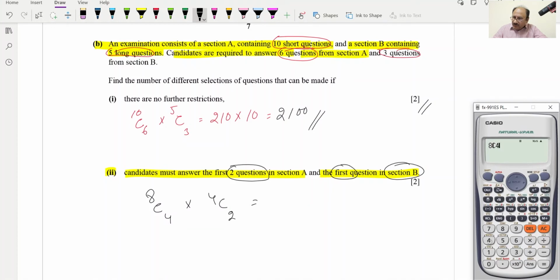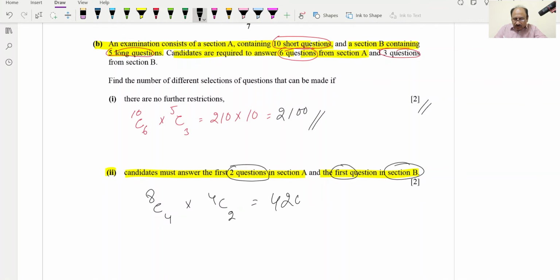8C4, and we can multiply here also 4C2, and this will be equal to 420. So we can write the answer as 420. This is the 2 marks part, which we are done.